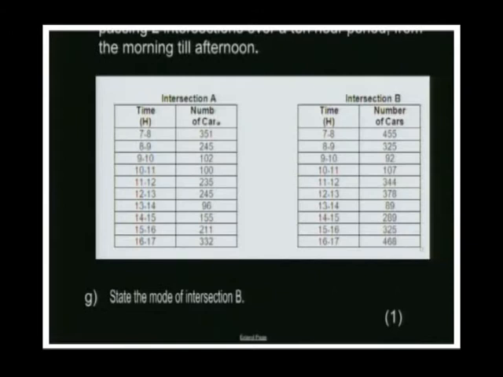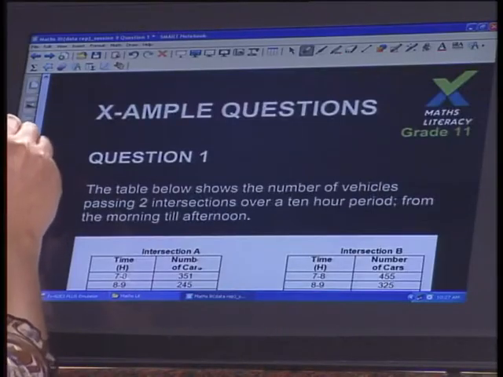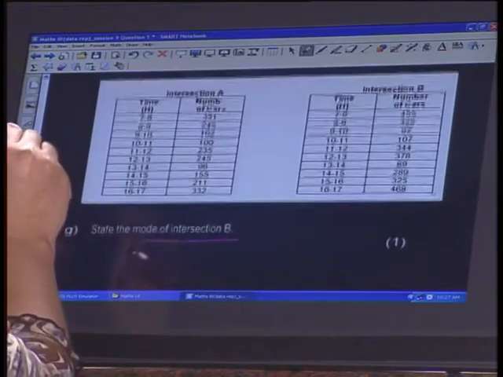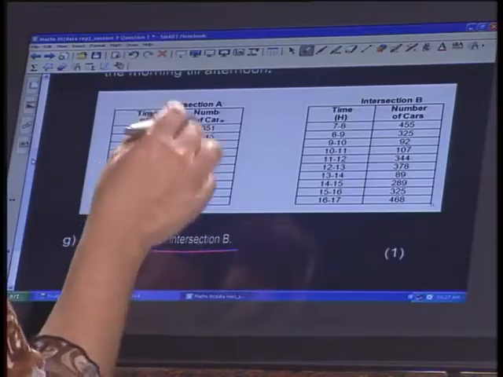The next question says, state the mode of intersection B. What is the mode? The mode is the most. The way I tend to remember mode is, I'm not sure how many of you used to watch Ugly Betty, and she worked for Mode magazine, and it was something that you always wanted to be. You wanted to be in the magazine. It was the most desirable, and that's how I remember that mode is the most.